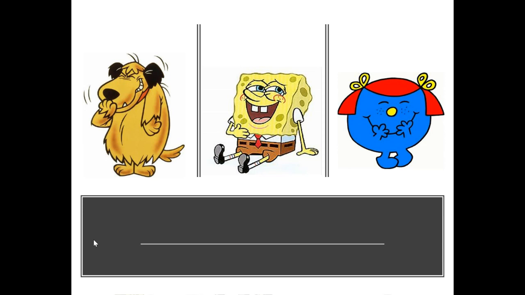Well, in the first picture, I notice a dog laughing or chuckling. In the second picture, I notice SpongeBob looks like he has a smile and is laughing. And in the third picture, it looks like a girl. I believe she's Miss Giggles, but I'm not sure. So, how are these pictures the same or similar?